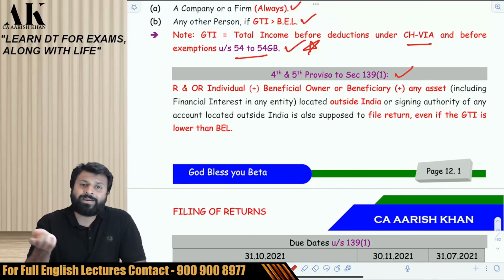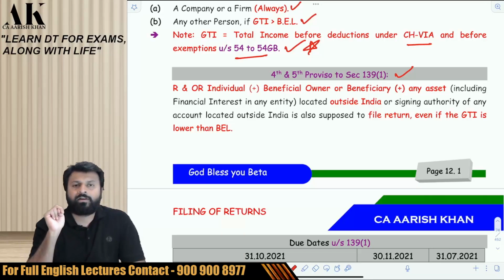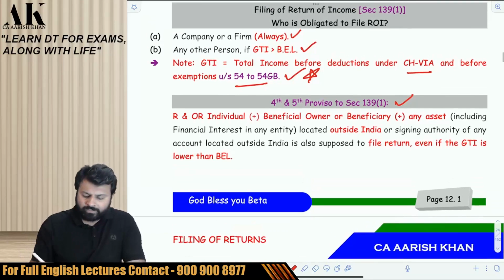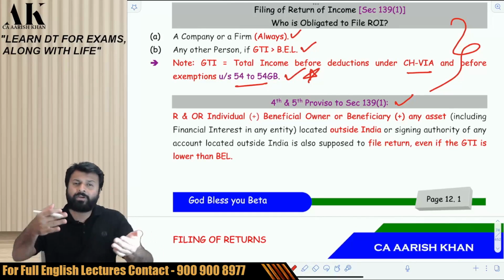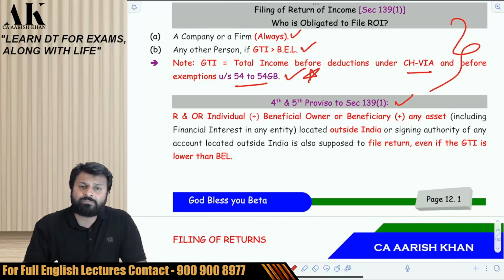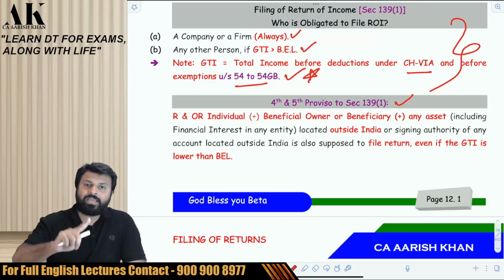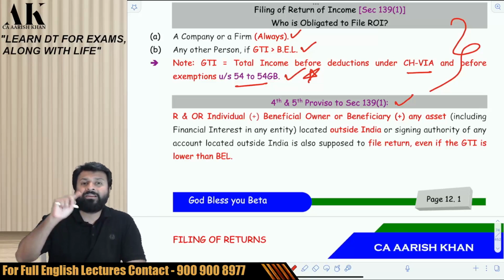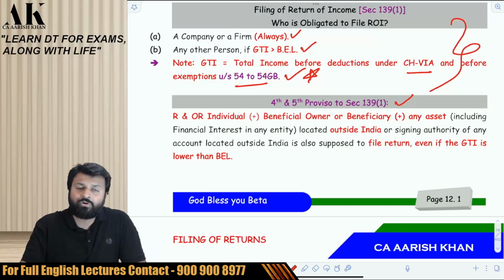Now, this proviso mandates return to be filed by certain assessees. Now, who are those assessees? Listen carefully. If an assessee is RNOR, an individual, if an assessee is resident and ordinary resident and he is an individual and he is not obligated to file return in India, he is not obligated to file return by virtue of these provisions. He is not obligated because his income is lesser than the basic exemption limit. Still, the government of India says that he has to file the return if he has any asset located outside India or if he is a signing authority in any account located outside India.